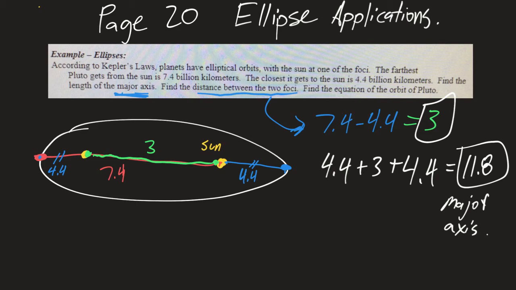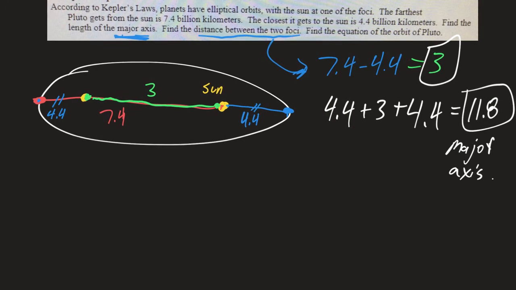The next thing they ask is whether we can figure out the equation of the orbit of Pluto, and we absolutely can. We want to figure out a and b in order to fill this in. The easiest choice is to call this center (0, 0), which simplifies the equation. So we just have x squared over a squared plus y squared over b squared equals 1. We just need to figure out what a and b are, and we'll be good to go with this ellipse.